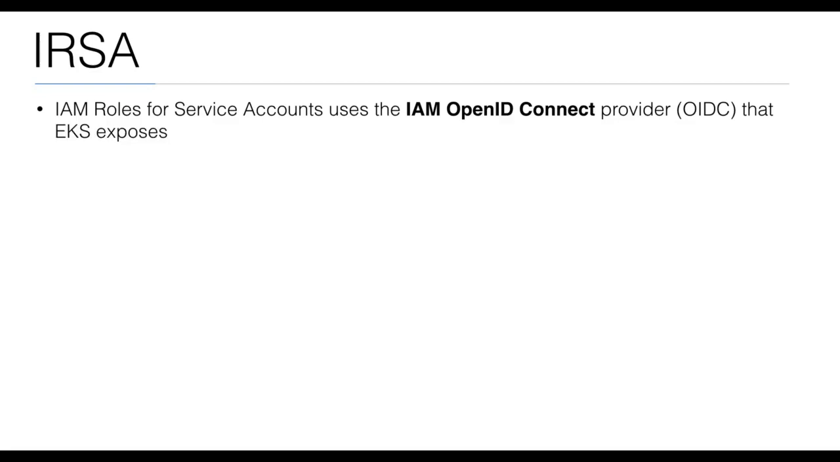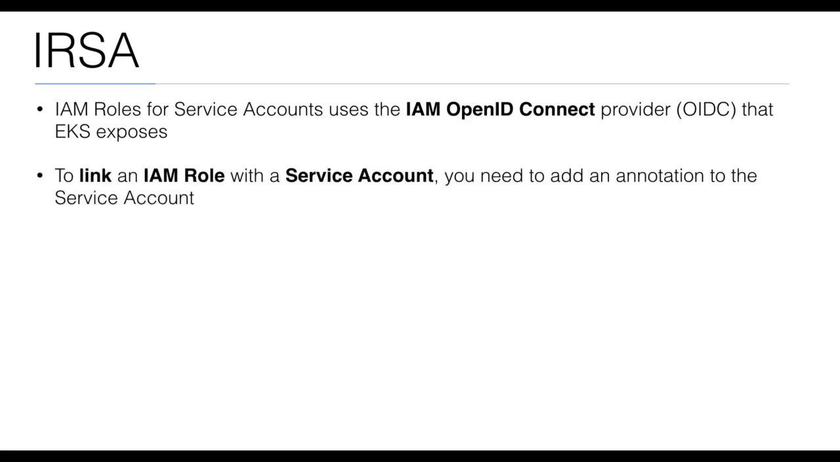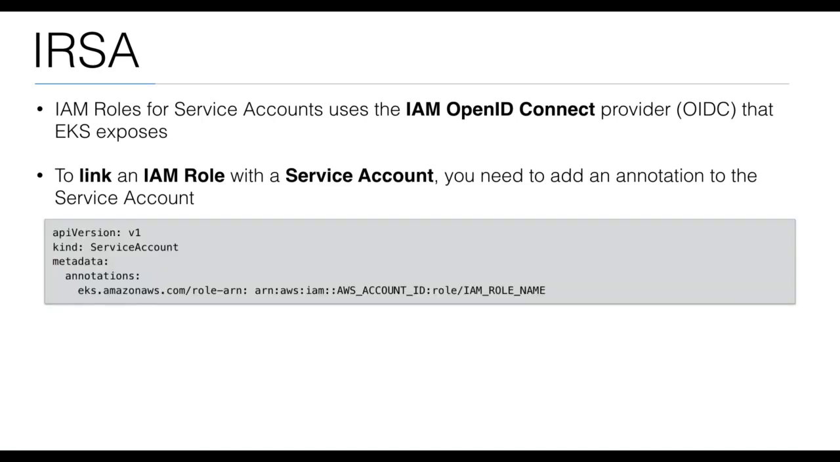IAM roles for service accounts uses the IAM OpenID Connect provider, OIDC, that EKS exposes. To link an IAM role with a service account, you need to add an annotation to the service account. So this is how it looks. You have a YAML definition for a service account, and then the annotation which specifies the role ARN that you want to use for that service account. And then you link your service account to a pod, and then the pod can use that role.